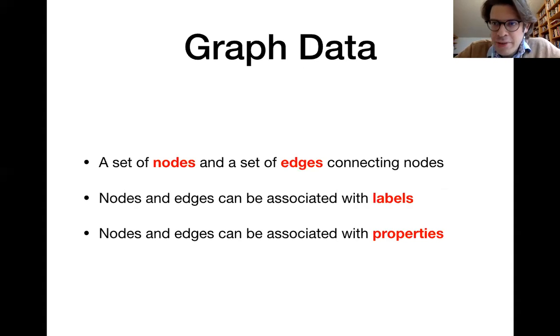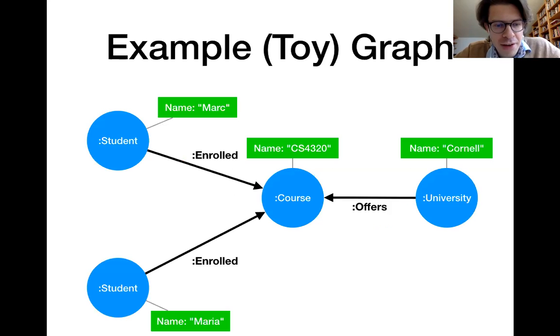So a graph is generally a collection of nodes and edges connecting those nodes. Often those nodes will represent things or persons, and those edges will represent relationships between them. Those nodes and edges can often be associated with labels. Often that corresponds to something like a node type or a relationship type. Additionally, you can often associate them with properties which give you additional information about the entities or about the relationships. This is a simple example graph over here.